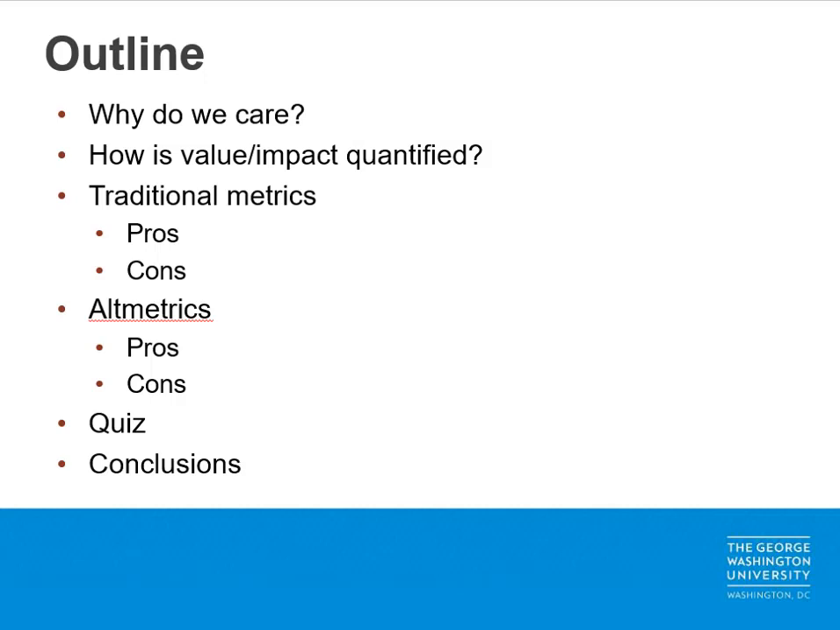Here is an outline of what I'll be talking about. We'll discuss why people care about quantifying publication impact, and then we'll look at how impact is typically quantified. This will include examples of traditional citation-based metrics, as well as newer altmetrics. We'll close with some concluding thoughts. There will also be a mini-quiz attached as a link from this recording.